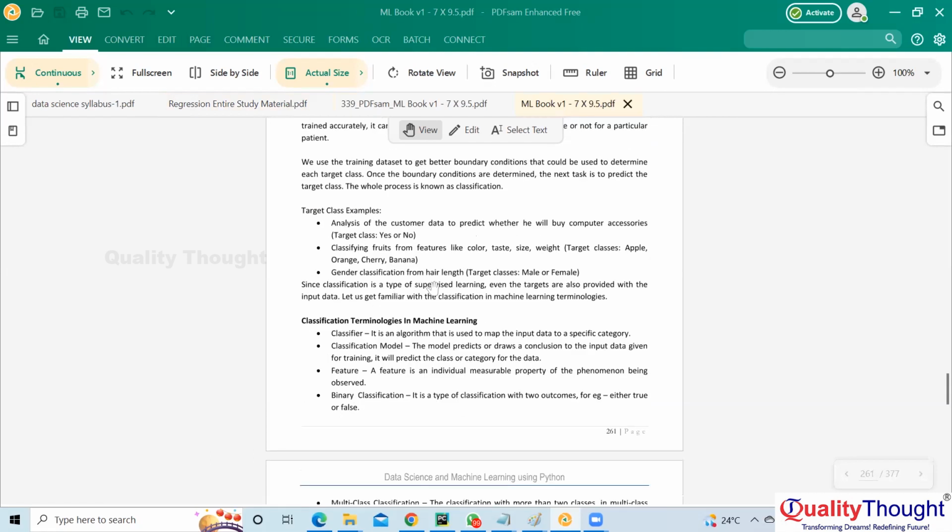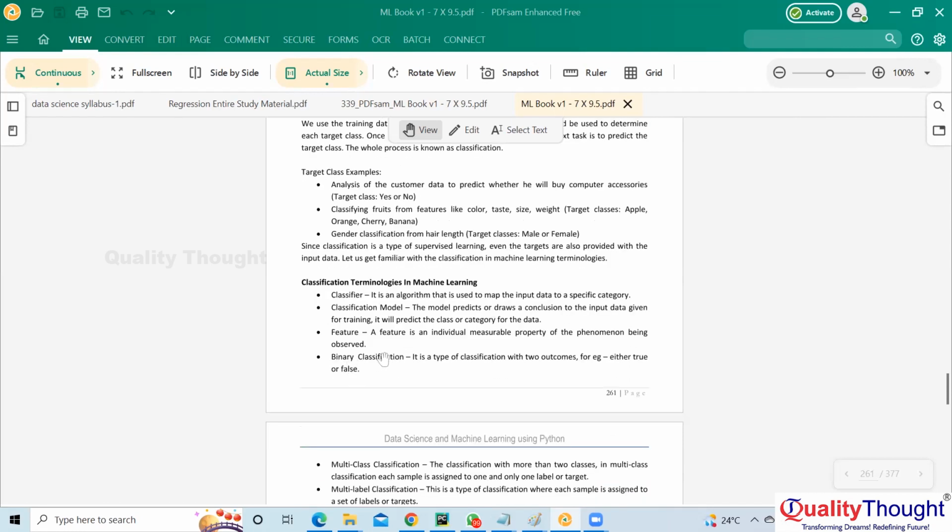So we create a classifier. A classifier is a model, just like a regressor, and these are some of the terms that you will see here. The classifier is the algorithm which is trained, the trained algorithm using which we will be predicting the Y value. The classification model is the algorithm that we select. Feature is the X value based on which we are going to predict the Y value.